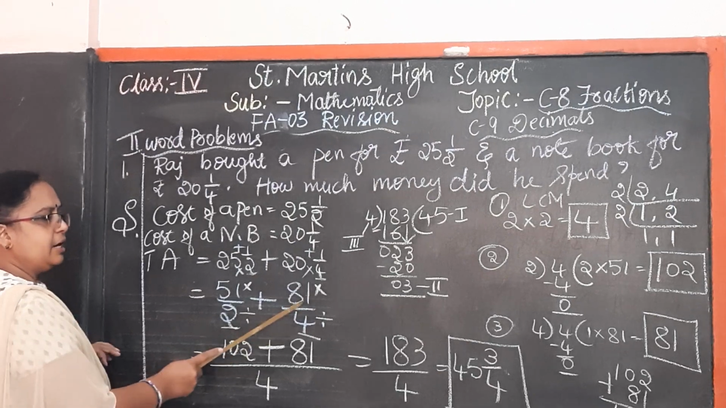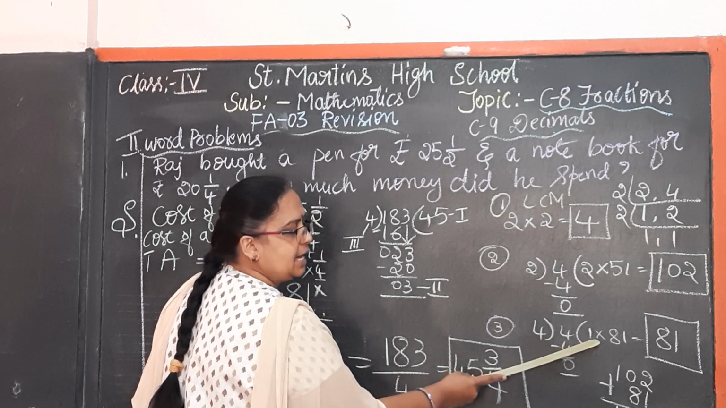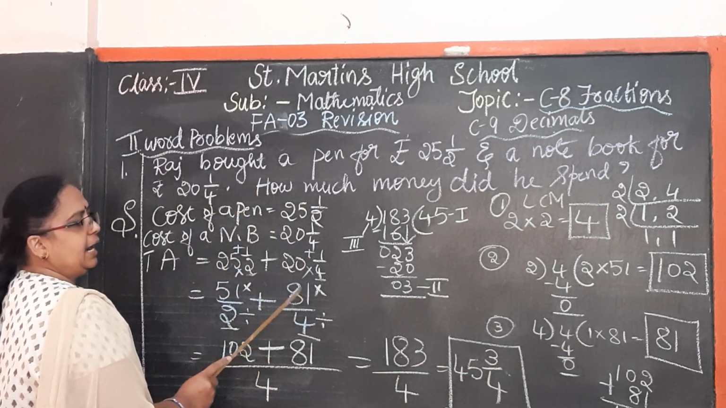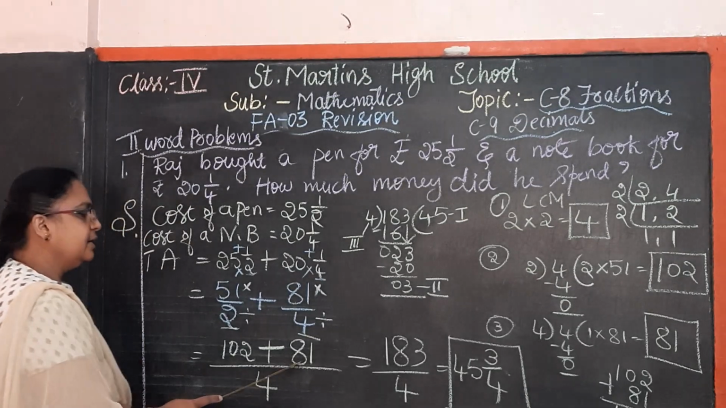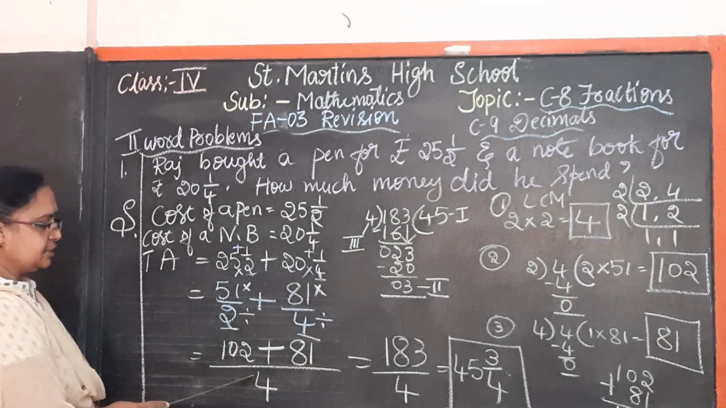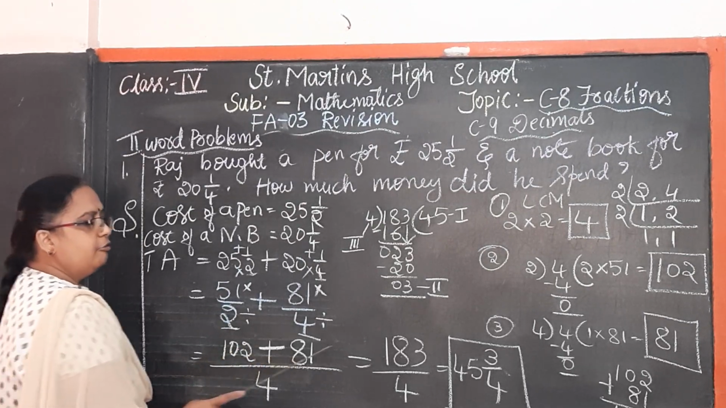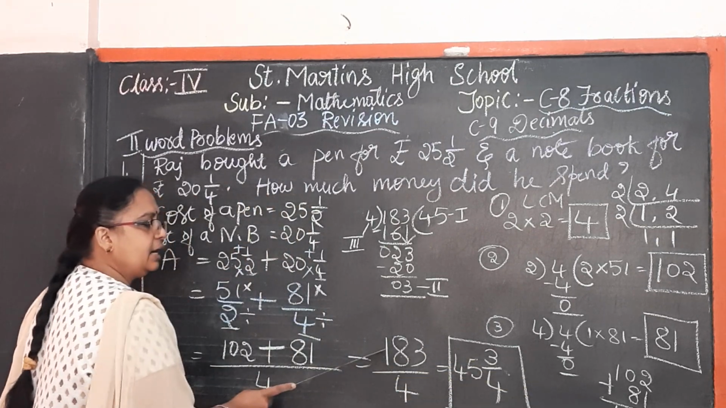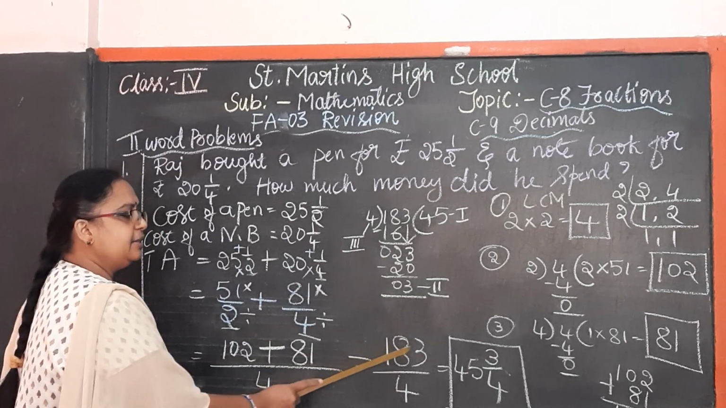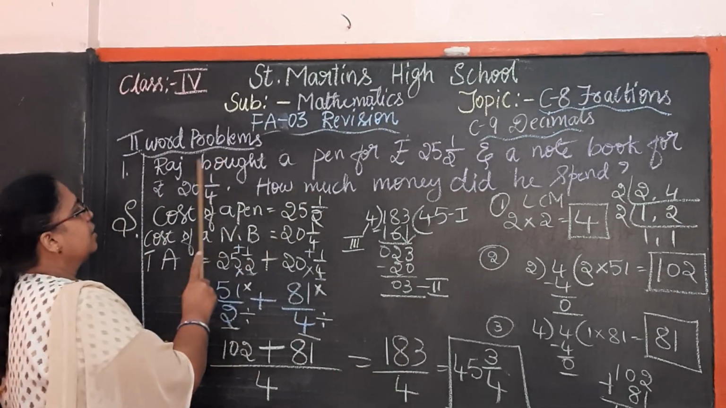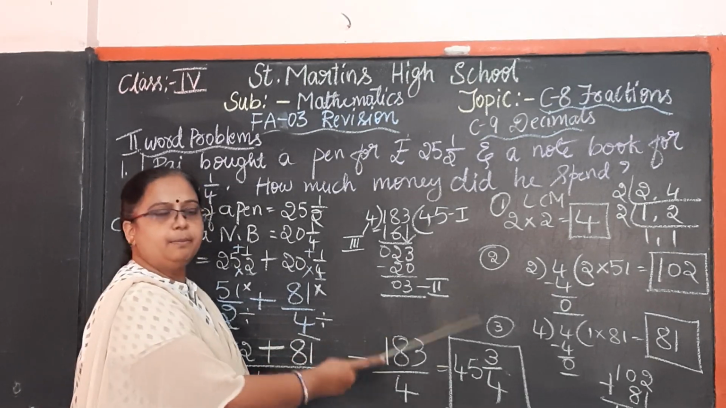Next, in the third step, we are dividing LCM 4 by 4. 4 ones are 4. We got the answer as 1. 1 should be multiplied by 81. 1 81 is 81. This 81 is written here. See, after this, children, the next step is we have to add both. 102 plus 81. We got the answer 183 by 4. Yes, it is an improper fraction, 183 by 4. Children, since the sum is in mixed fraction, we are converting this improper fraction into a mixed fraction.